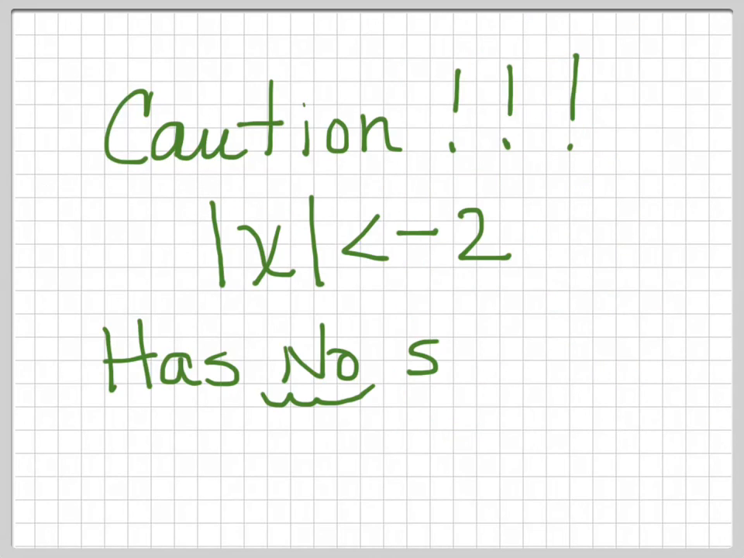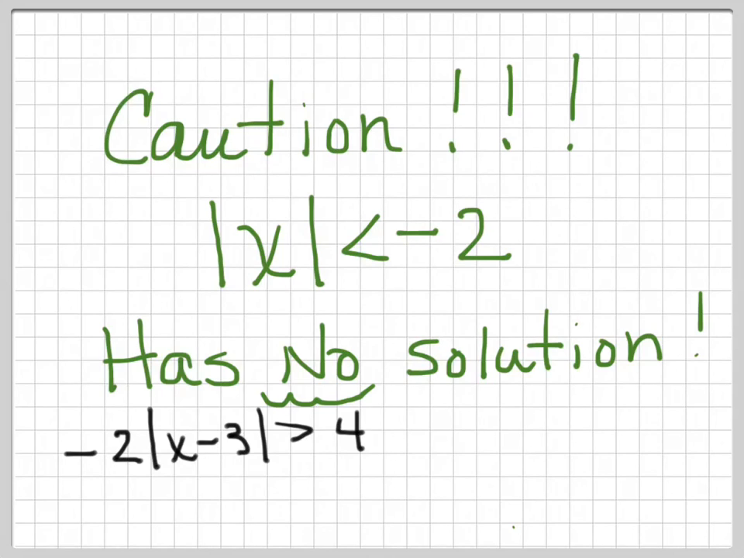Big caution here. This is a trick question, and you know I'm going to throw this at you. The absolute value of x equals negative 2 has no solution because the absolute value, distance, can never be negative. So if you have a less than sign and you work your problem down to where it's less than negative 2, it has no solution. For instance, if I have negative 2 times the absolute value of x minus 3 is greater than 4, you're going to be really tempted to look at that greater than 4 and think that you know what the solution is, that it's going to be outside instead of inside.